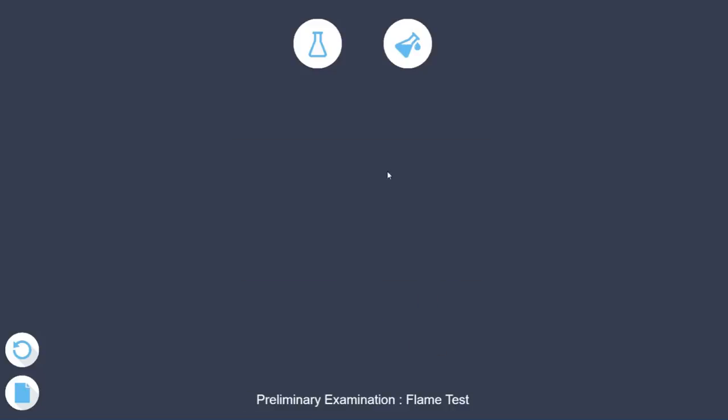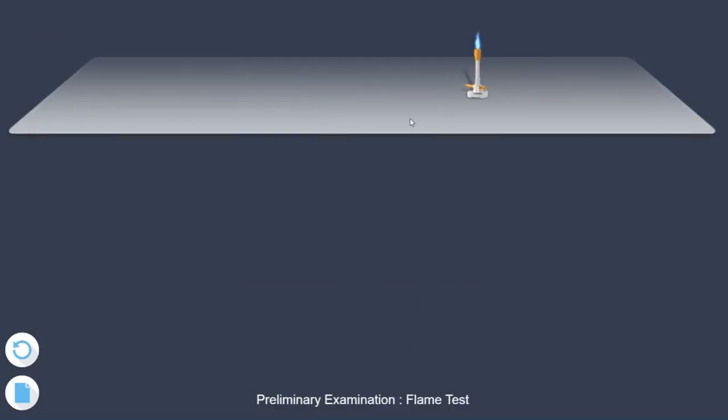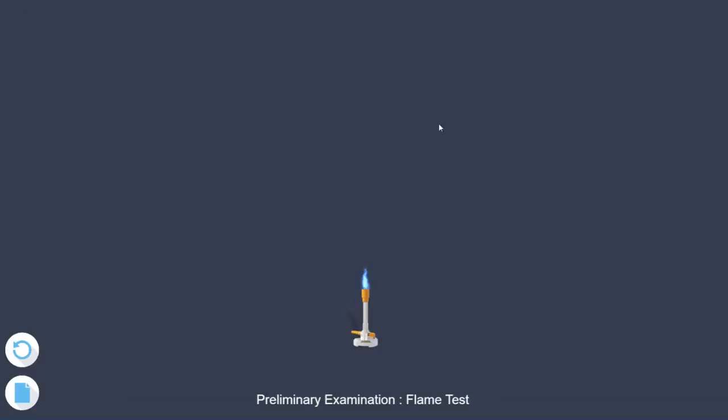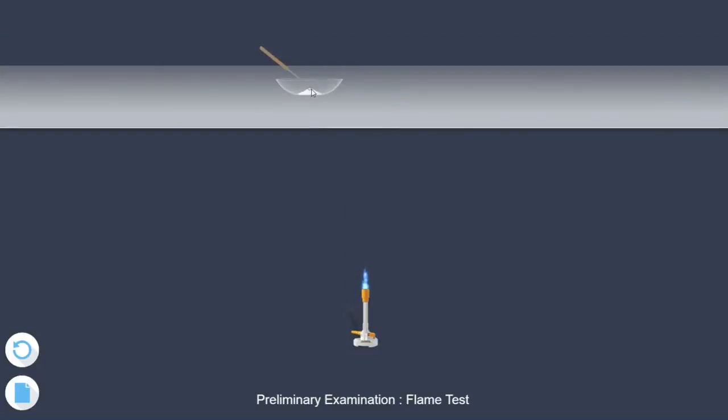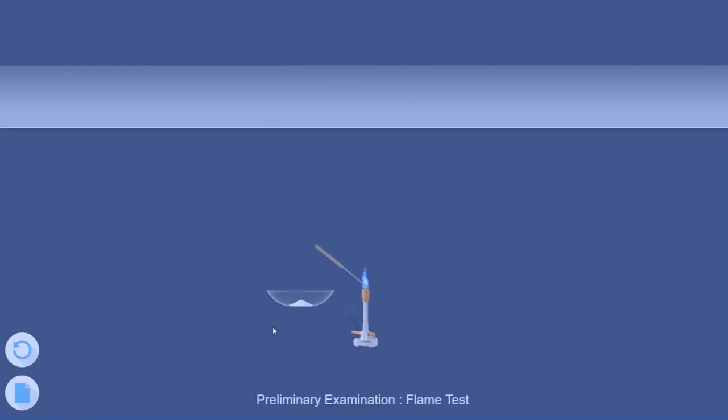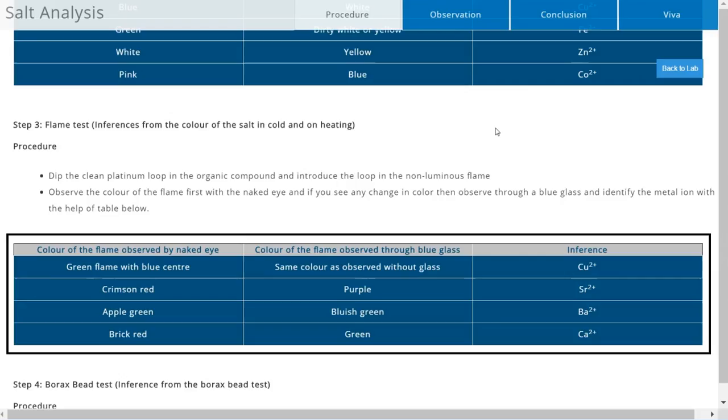Perform flame test. Take platinum loop dipped in salt paste and introduce the loop in the non-luminous flame. Observe the color of the flame. Here, color of the flame does not match any of the characteristic colors.